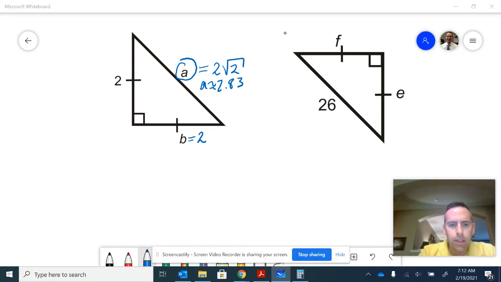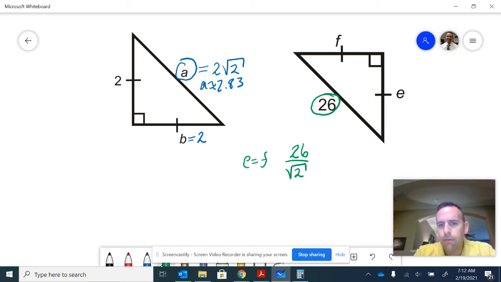Likewise, let's take a look at the second example where you have a hypotenuse given. So in the second example, our hypotenuse is 26, but we don't have either leg length. They'll be the same. f and e will be the same. And to get it without using the Pythagorean theorem quickly, we just understand the relationship that I can take the hypotenuse and this time divide by the square root of 2 to get either e or f.